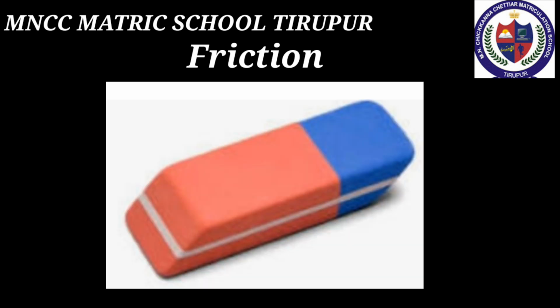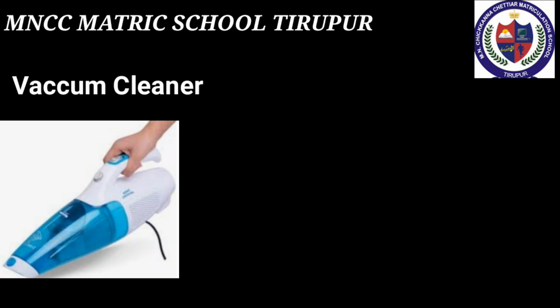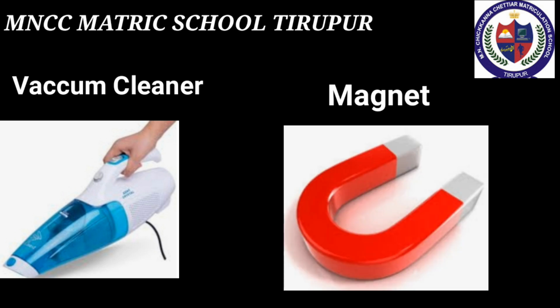Do you notice why your eraser becomes small from its original size? Because of the friction between the eraser and the paper. Let's discuss about non-contact force. What is non-contact force? It is nothing but when two objects do not touch each other. That is called non-contact force. Vacuum cleaner and magnet are examples of non-contact force.